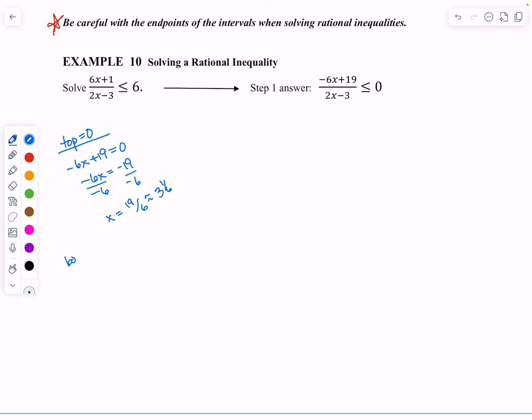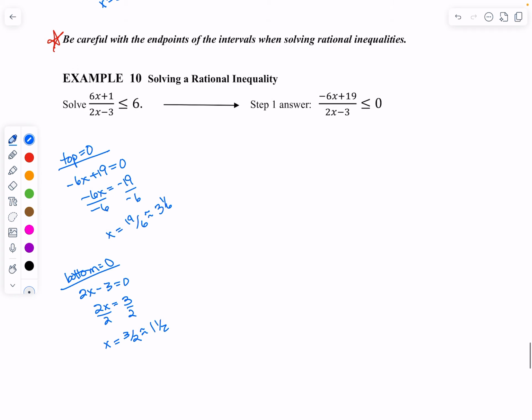Let's look at the bottom. What makes the bottom equal to 0? That's going to be 2x minus 3 equals 0. So I move my 3 to the other side and divide by 2. So I get x equals 3/2. So 3/2 is about 1.5.